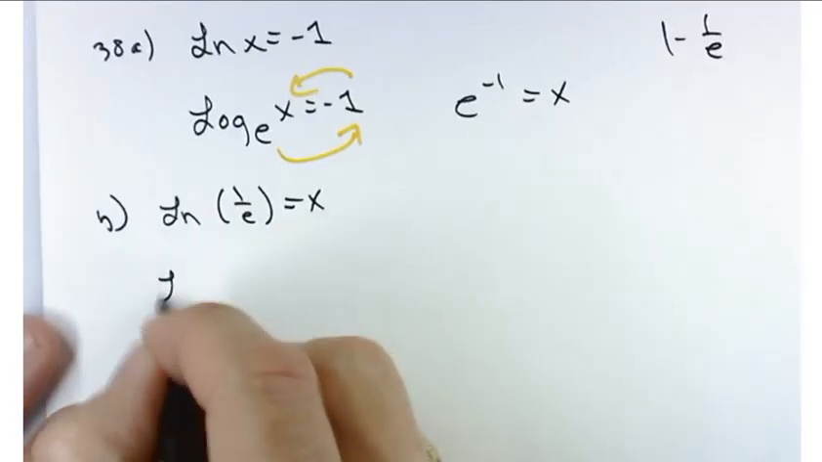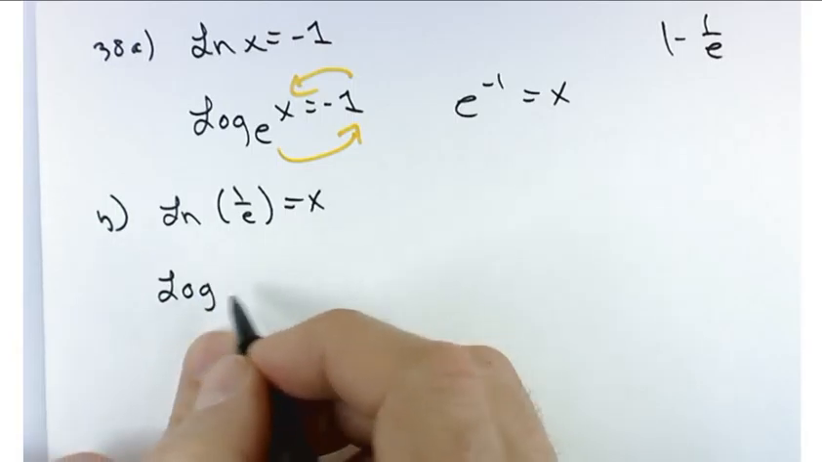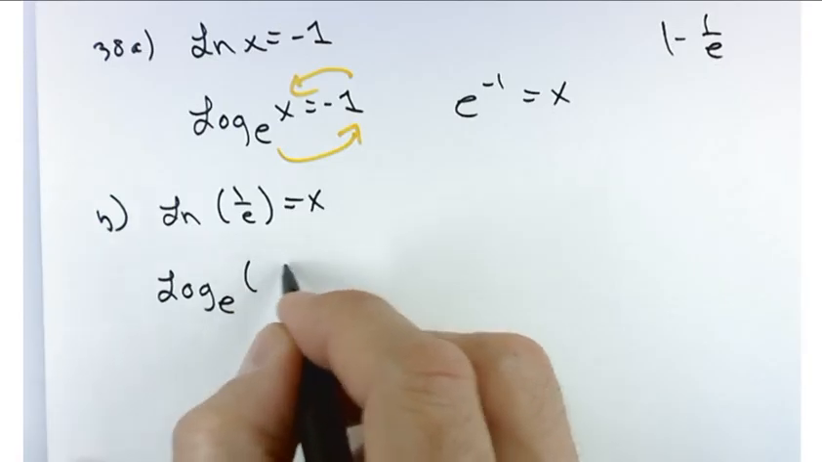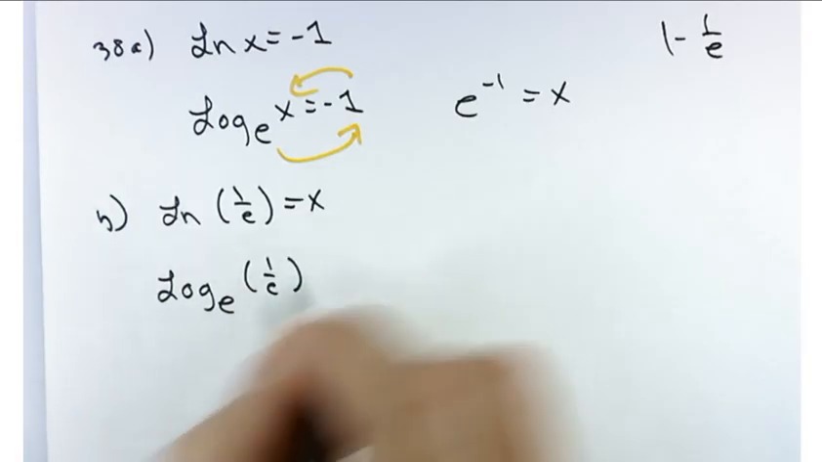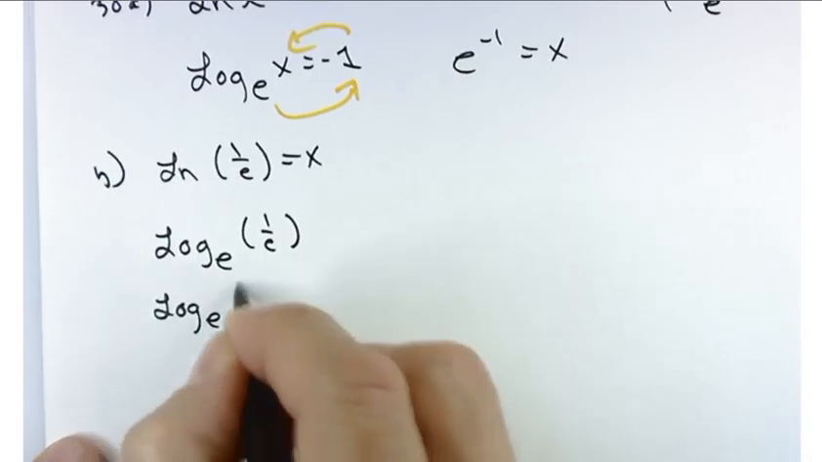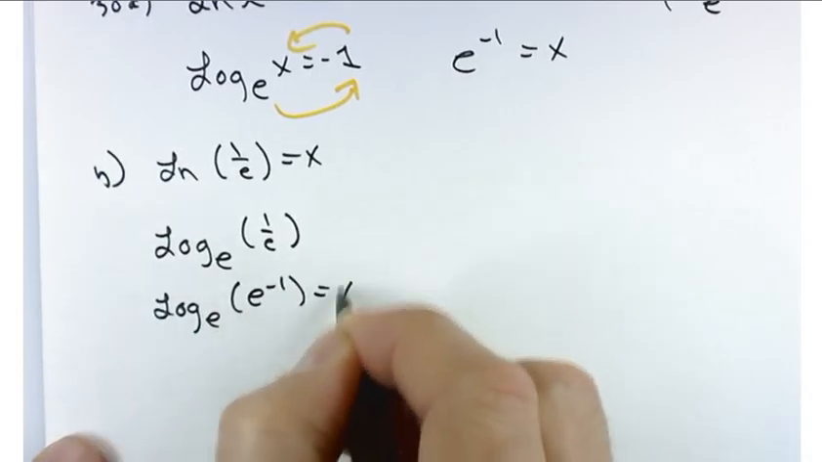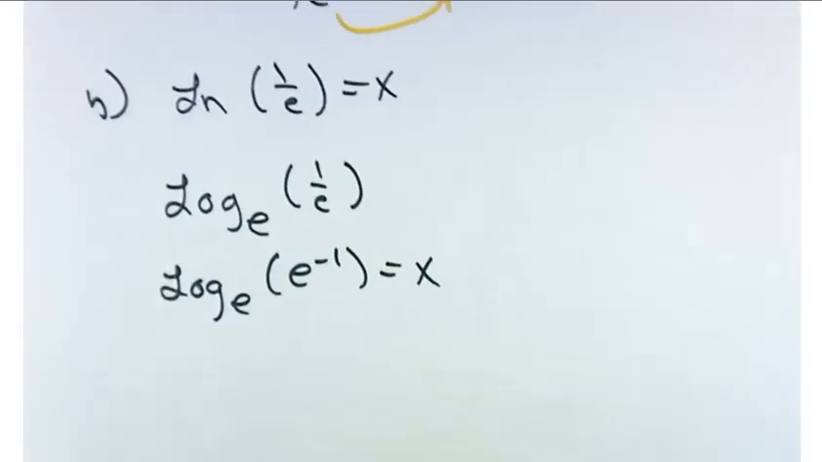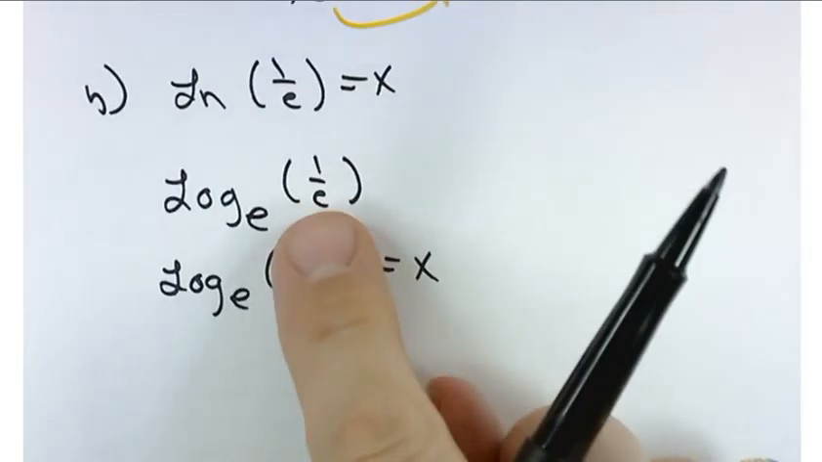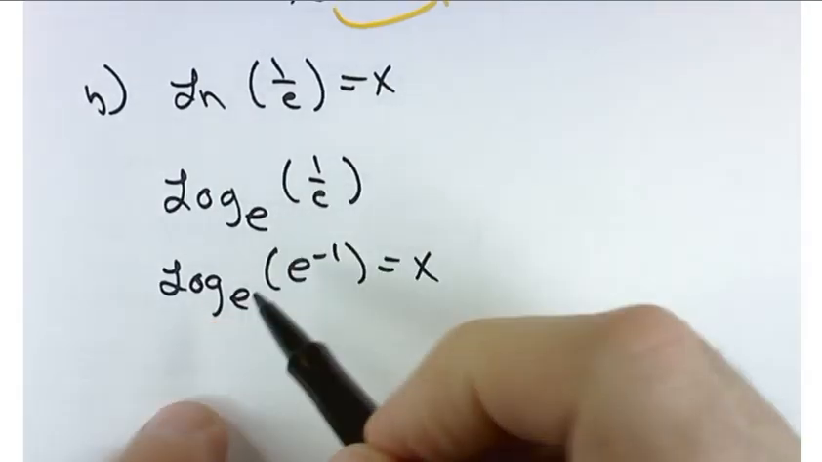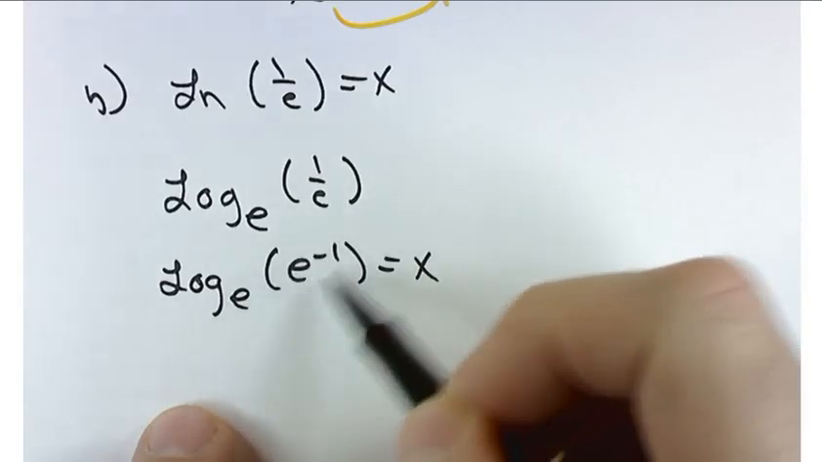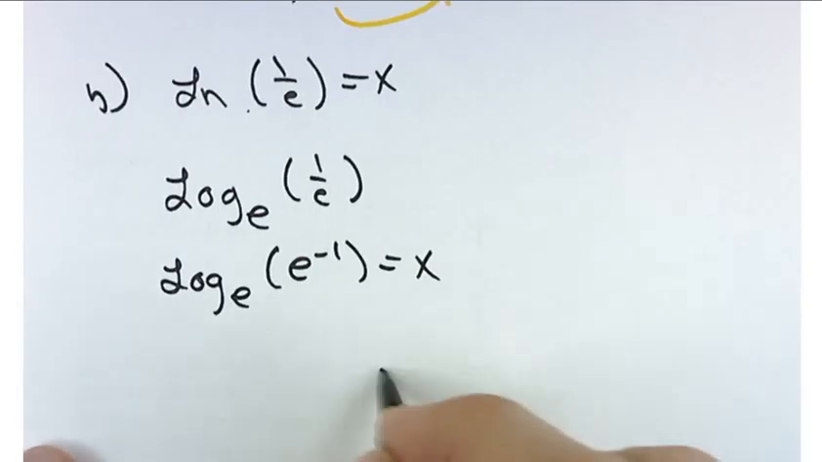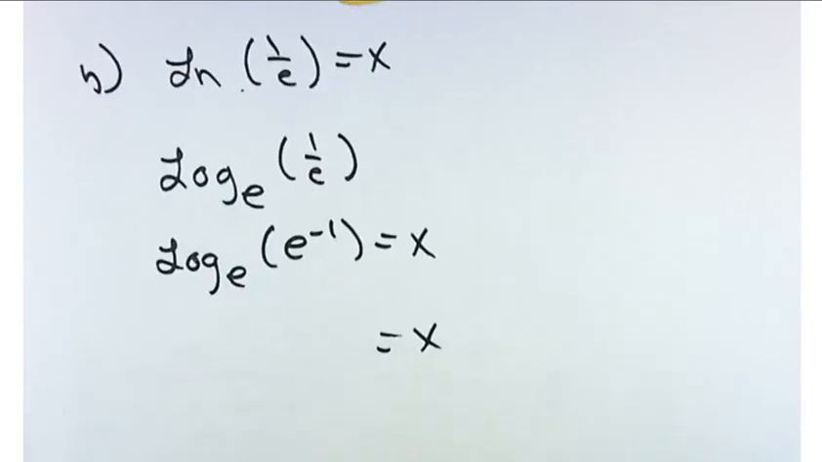But let's start by understanding what log or ln is. It's log base e of 1 over e. Or better yet, let me rewrite that as log base e of e to the -1st power. So as you're looking at this, you're asking yourself, what power of e gives me 1 over e? What should x equal? -1.